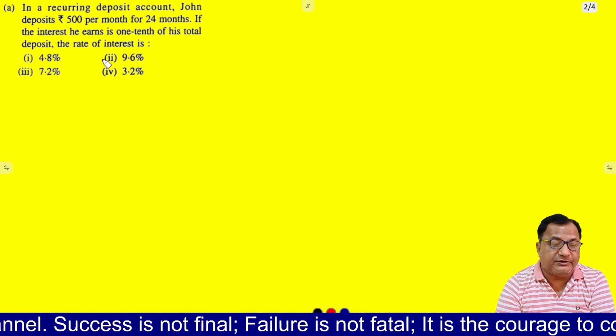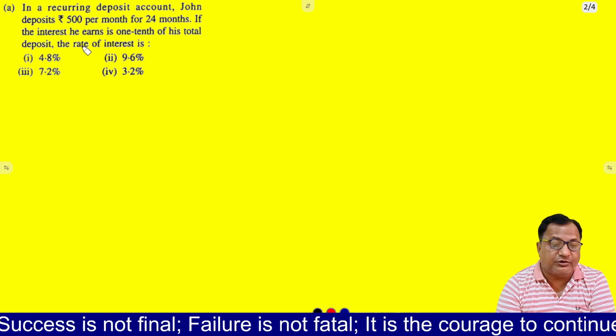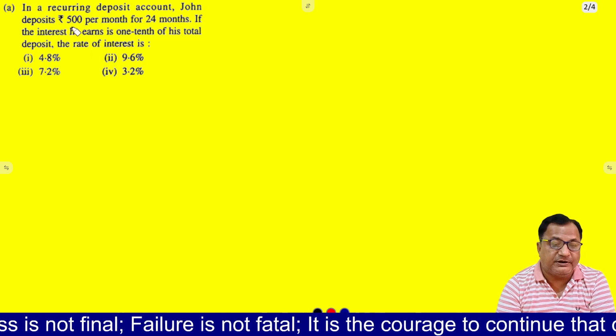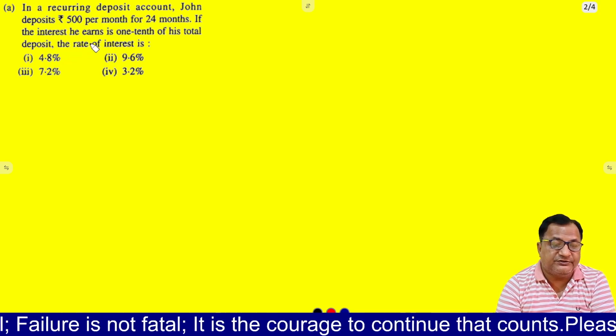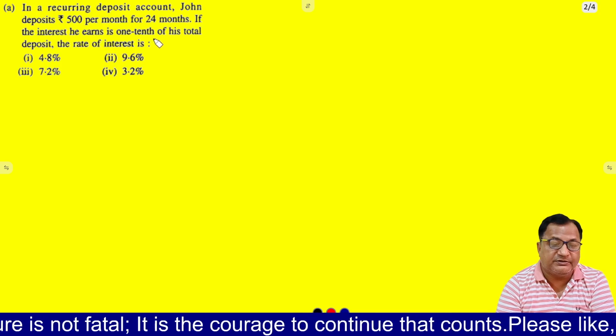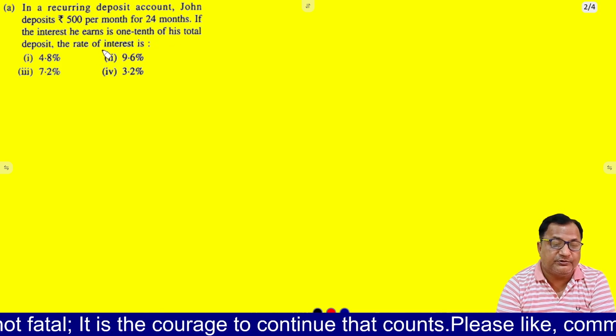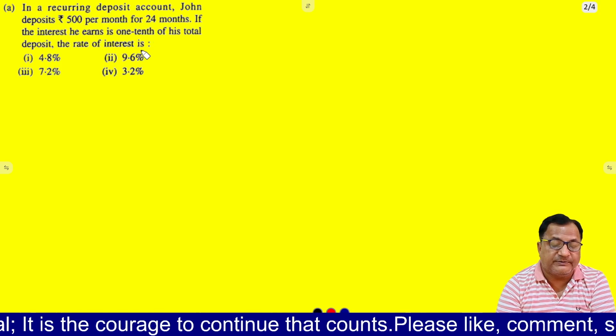The question is, in a recurring deposit account, John deposits rupees 500 per month for 24 months. If the interest he earns is 1/10 of his total deposit, we have to find the rate of interest.